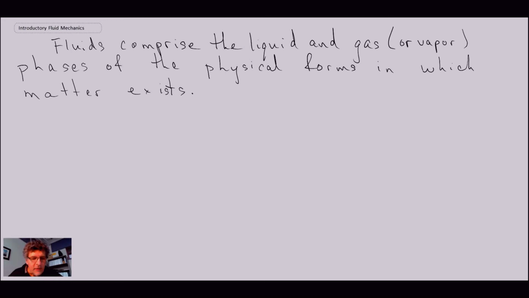So another aspect about fluids is that fluids comprise the liquid and gas phases of the forms of matter that we normally encounter. So a fluid can be a liquid, water being an example of that, or it can be a gas such as air. So we can have a fluid being either a liquid or a gas, and here I say or vapor. That would be the case if, let's say, you have superheated steam or something like that. And consequently, fluids are either liquids or gases.